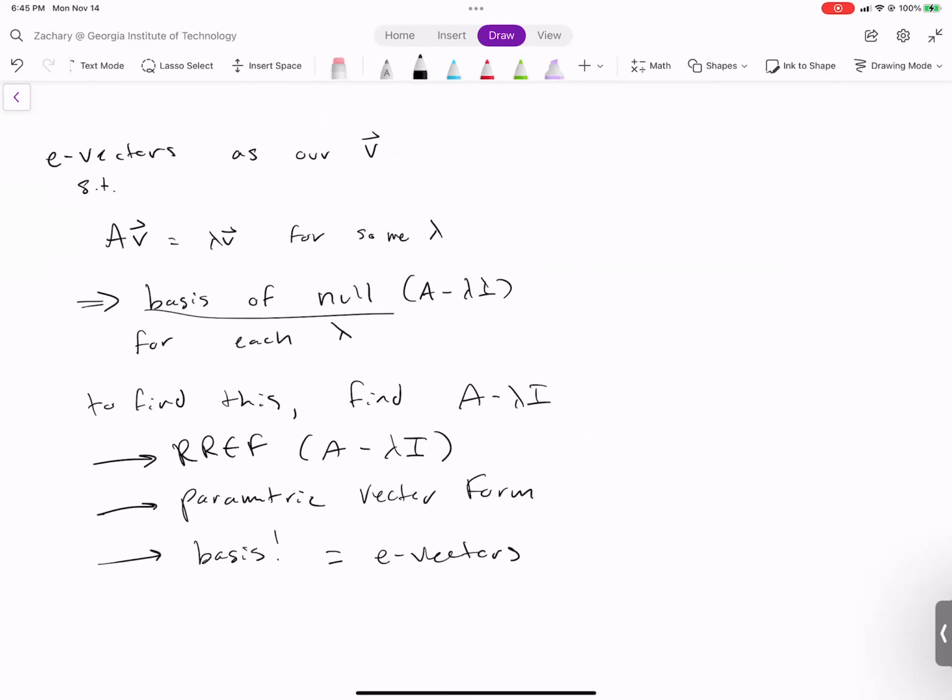It is not invertible. Exactly right. That's the whole point of eigenvalues, to make A minus lambda I not invertible, so that whatever our vector is becomes in the null space, and that corresponds to going backwards, and it's just equal to A times a constant.